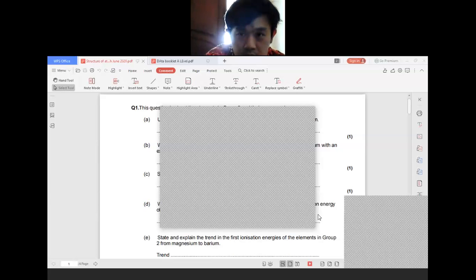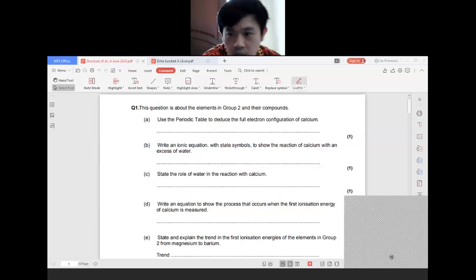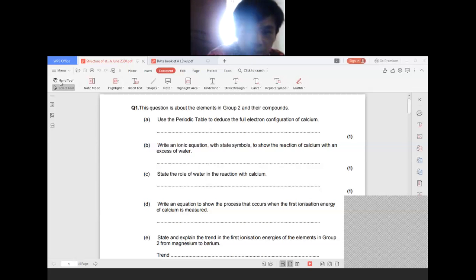Okay, let's start. Number one. This question is about the elements in group 2 and their compounds. Use the periodic table to deduce the electron configuration of calcium.